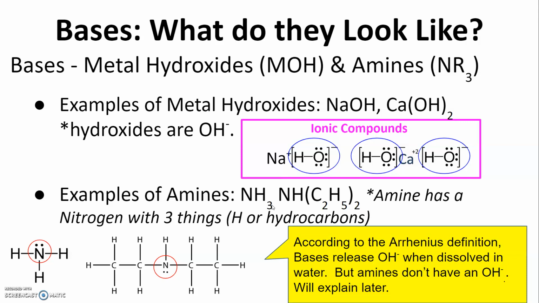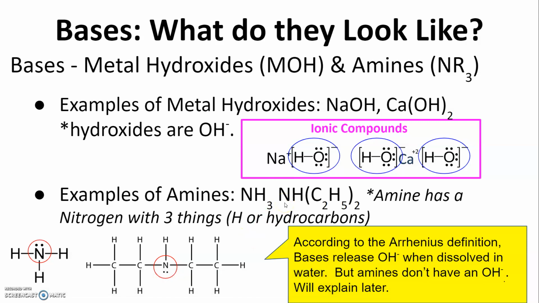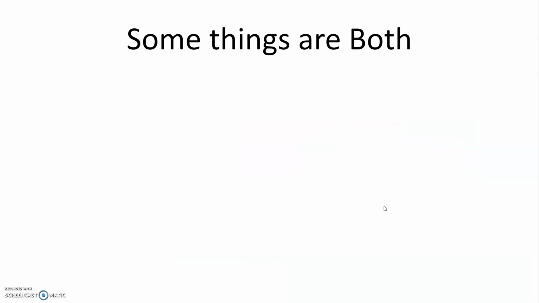Now, according to the Arrhenius definition, the bases will release OH minus when dissolved in water. But as you can see here, the amines don't have an OH minus. So that's kind of strange. It's like, well, where does the OH minus come from? In the metal hydroxides, I can see they come from the metal hydroxides, but not from the amines. We're actually going to pause this and discuss this later, but it's important for you to be able to recognize that NH3 or something similar to that, any amine, is also a base. So it's either a metal hydroxide like NaOH or an amine like NH3.